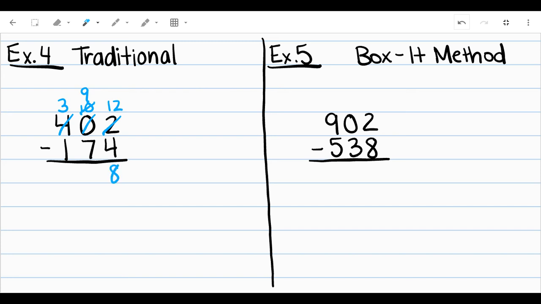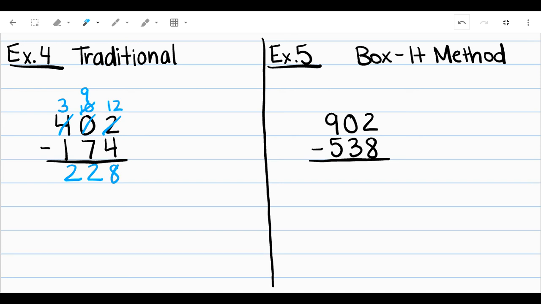And then I have in the tens column 9 minus 7, which equals 2. And then my hundreds column, I have 3 minus 1, which equals 2. So my difference in this problem, or my answer, is 228.